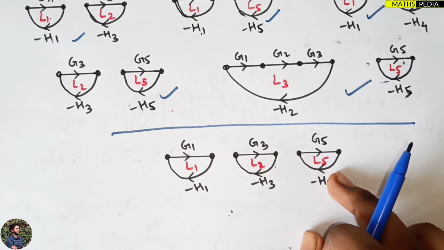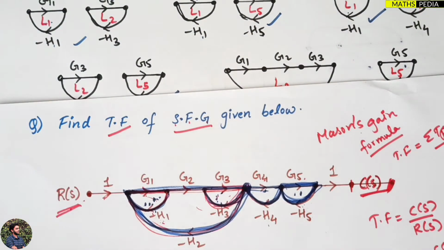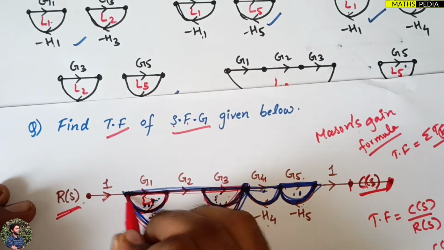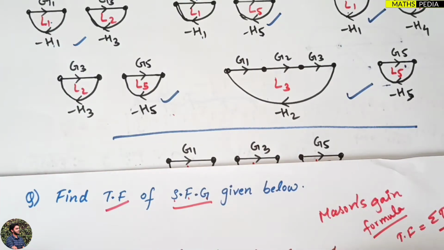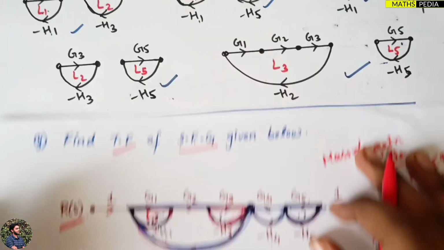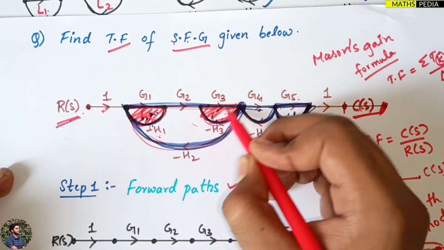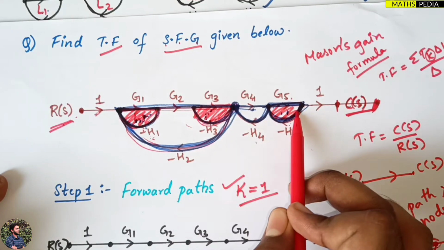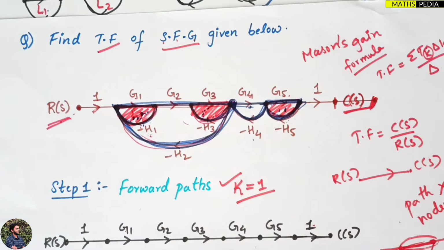So let us go back to this again. I'll just mark it here. This is L1, this loop you observe, then we have this loop and we have this loop. So basically, this is one loop, this is another loop, and this is the third loop. Observe carefully, are these 3 touching? No, they are not touching. So these are the three non-touching loops.